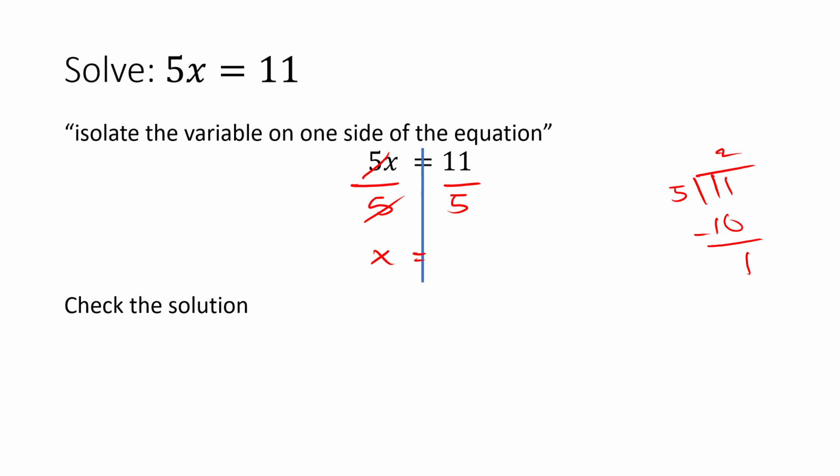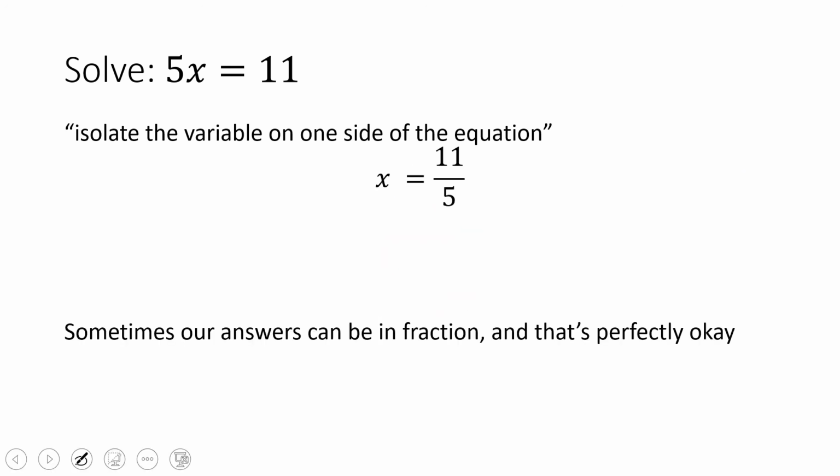So if this ever happens on your homework or your test or anything, just leave your answer in fraction, okay? X is equal to 11 over 5. Sometimes your answer can be a fraction, and that's perfectly okay.